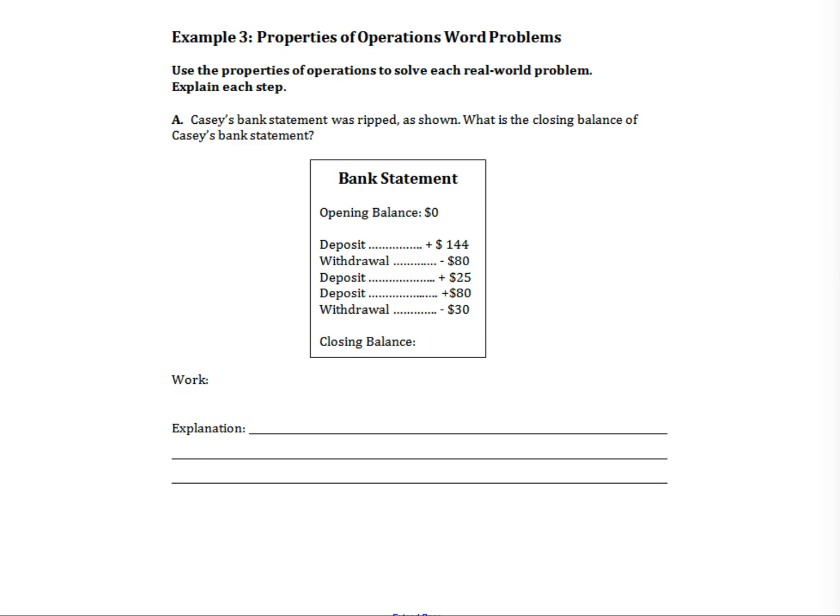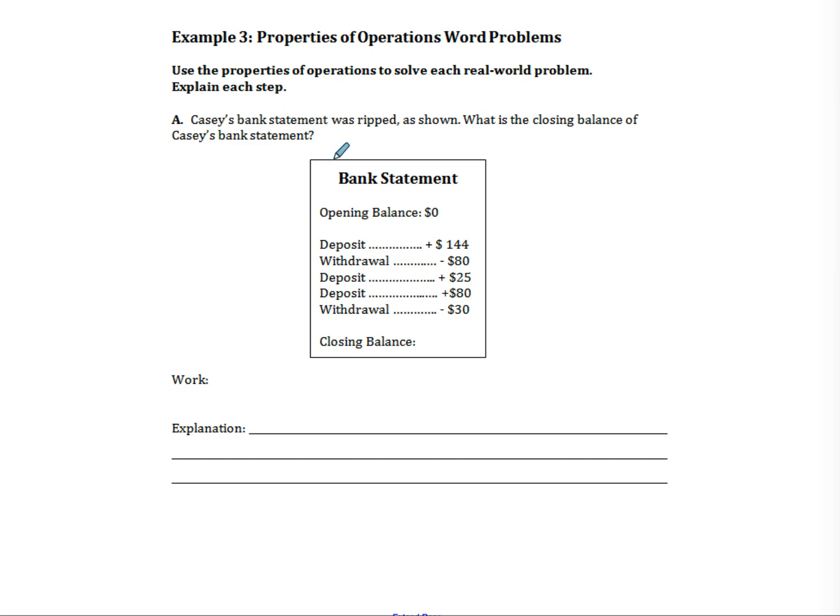All right, so take a look at this story problem. It says use the properties of operations to solve each real-world problem and then explain each step. So I have to do two things. I have to solve the problem, but then I also have to explain it. Okay, so Casey's bank statement was ripped as shown. What is the closing balance of Casey's bank statement?